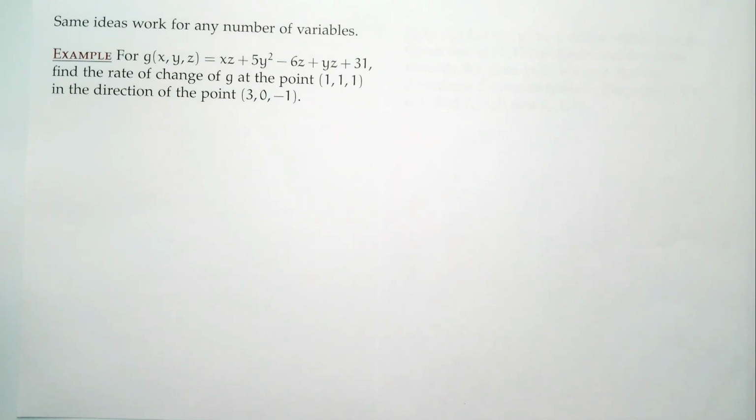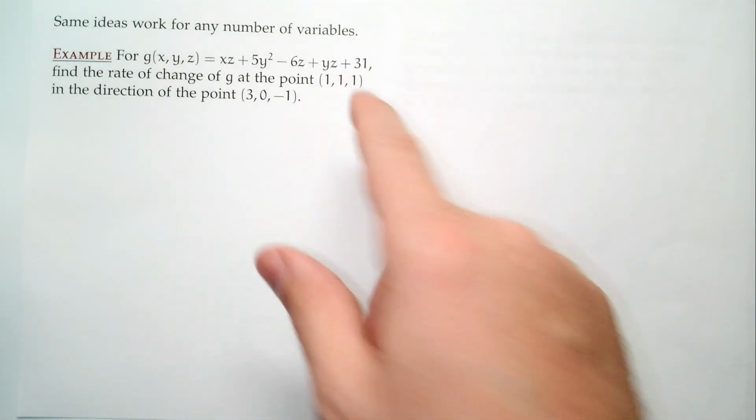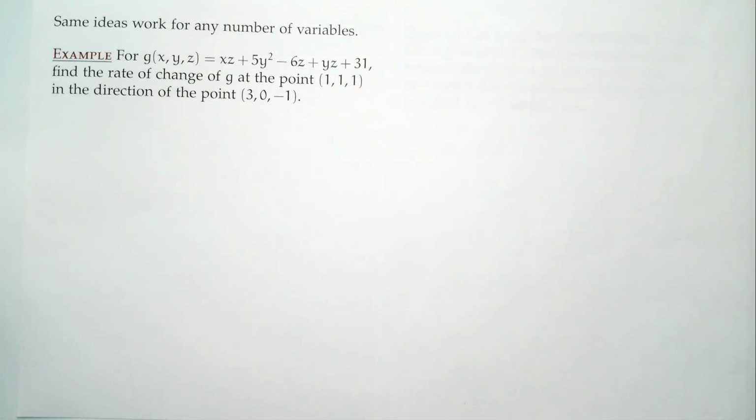Suppose you have this function, g of x, y, z is xz plus 5y squared minus 6z plus yz plus 31. And it says, find the rate of change of g at the point 1, 1, 1 in the direction of the point 3, 0, negative 1. Now, let's work our way through the process.